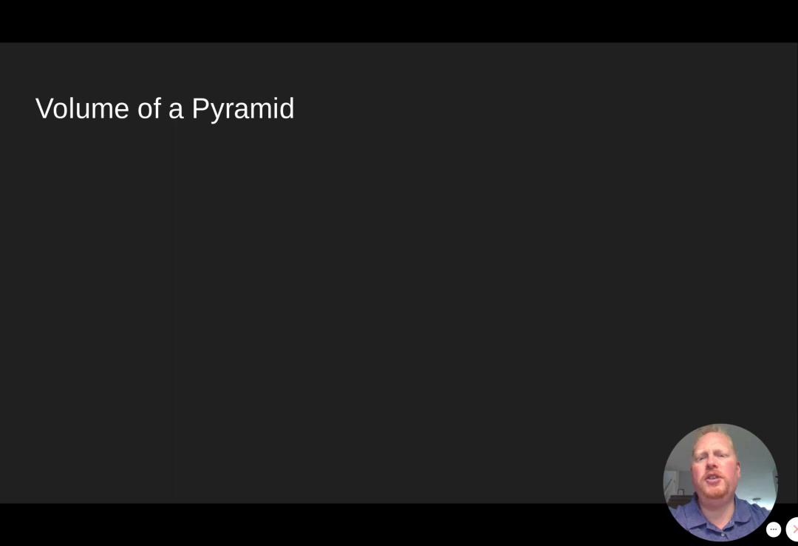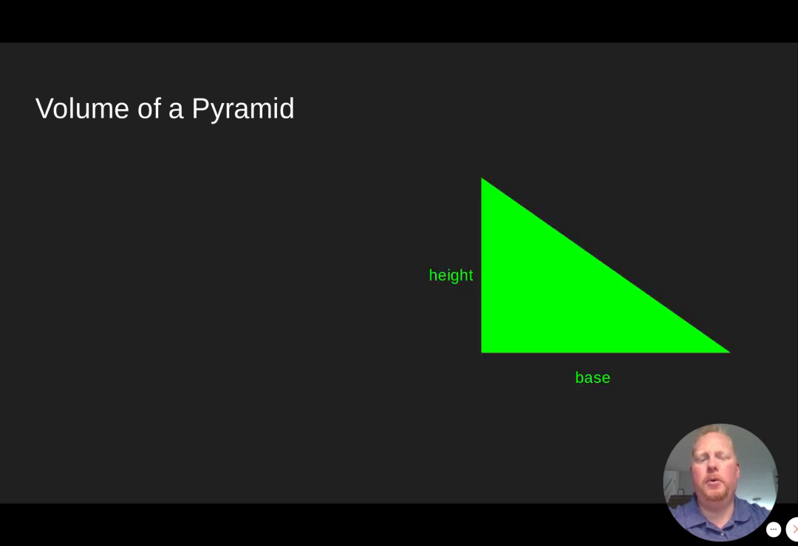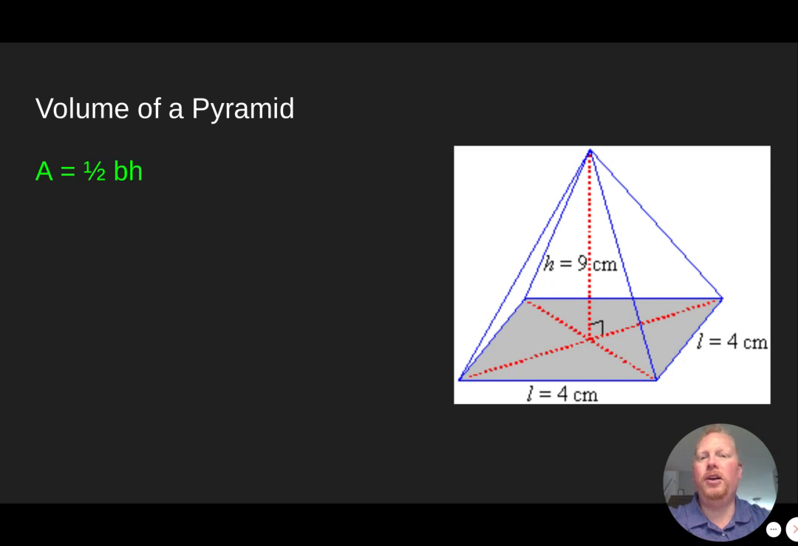So let's talk about the volume of a pyramid. We've talked about the area of a triangle before, and of course we know that the formula for that is 1/2 base times height. This is a two-dimensional figure, but when we talk about a pyramid, this is no longer a two-dimensional figure, it's a three-dimensional figure.